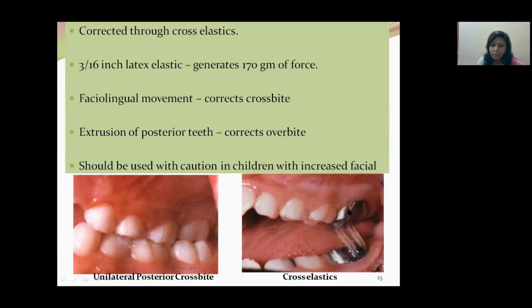Here both the molars are banded, and a reciprocal anchorage is used to correct the crossbite of this particular molar. But this procedure should be used with caution in children where increased facial height is there, because due to uprighting of this maxillary molar, there will be some increase in the vertical anterior facial height.